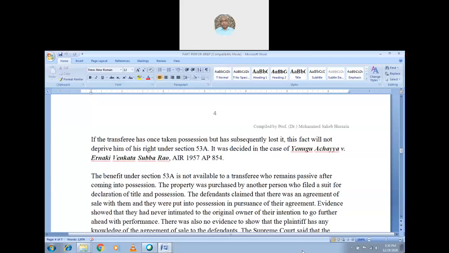Yes, sir. In this case, can section 53A be applicable or not? Applicable, sir, because first he had the possession but subsequently lost it. Merely because he subsequently lost it doesn't mean that he did not have a right to use this article, I mean section 53A.